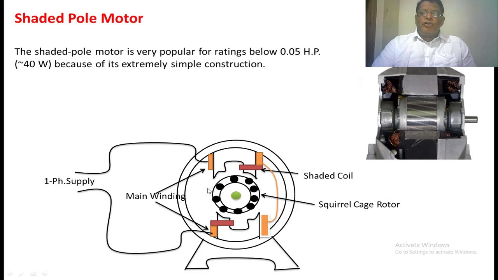One more important point you are observing here is that a portion of the pole is shaded with a short circuited copper coil. This is nothing but a shaded coil. In the same manner, this pole also is shaded with a short circuited copper coil. Because of this short circuited copper coil placed on a portion of the pole, the flux moves from one place to another. When we apply the sinusoidal voltage to the stator winding, that moving flux creates the starting torque in a shaded pole motor.